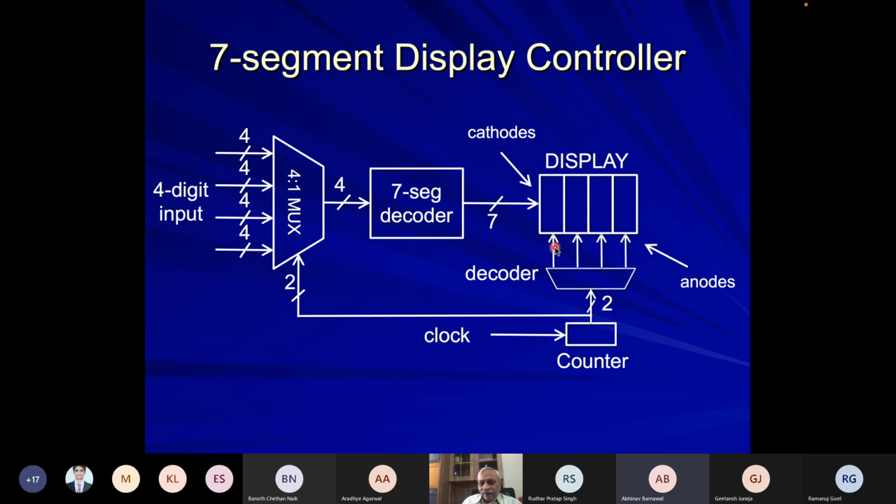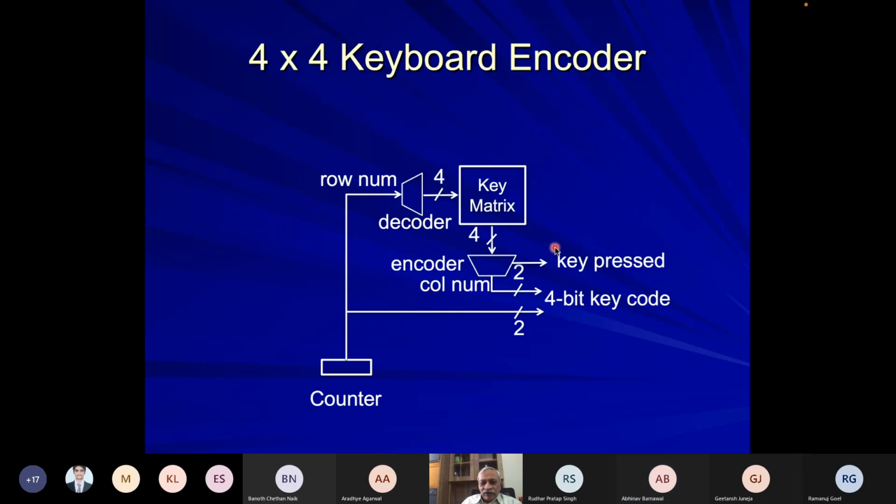Sir, could you explain this in case of keyboard? Yeah, in case of keyboard, if you have this hardware, then this counter is running, encoding is happening. When a key is pressed, you get a 1 on this line, and you get a 4-bit code on these two lines plus these two lines put together. Okay, the processor has to only look at this key repeatedly, and when this key is 1, it reads this 4-bit code.